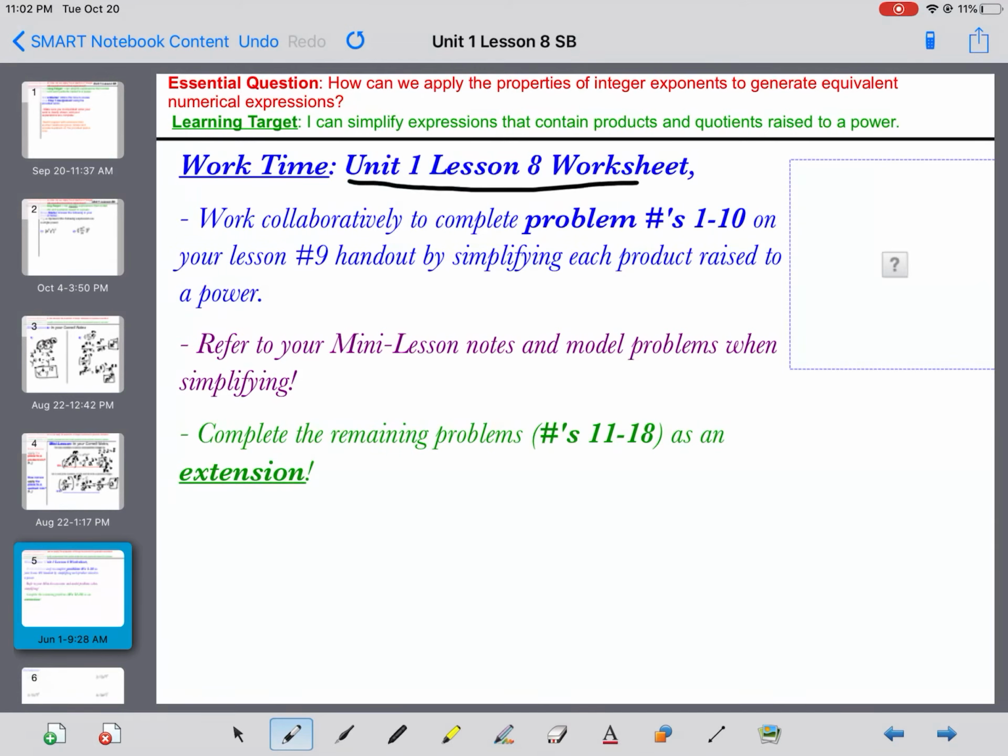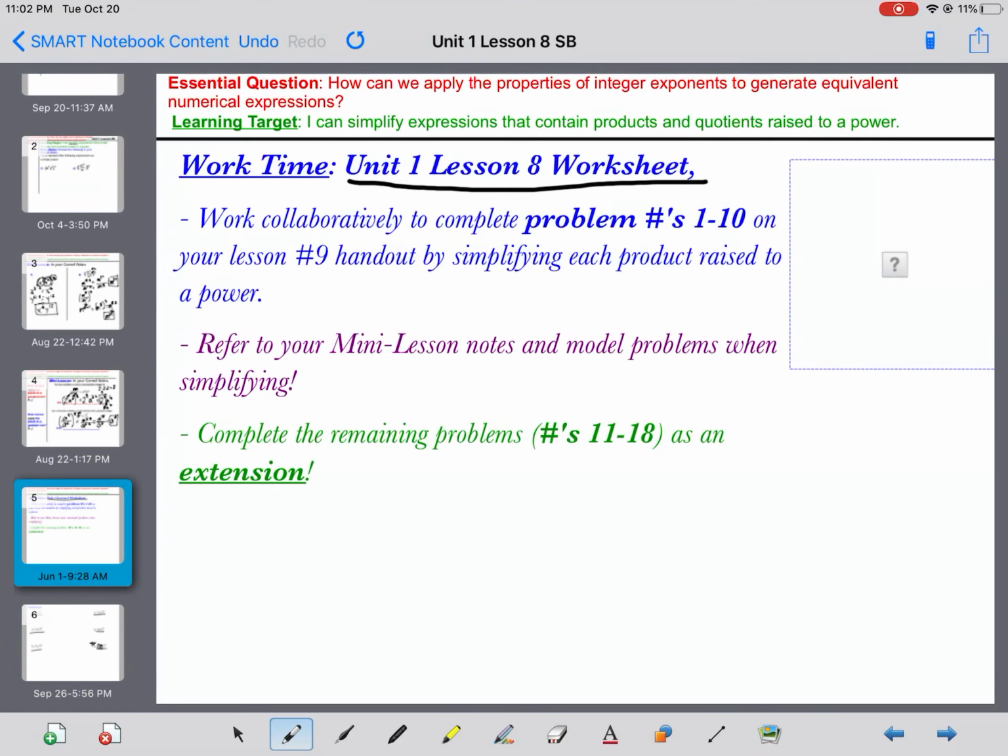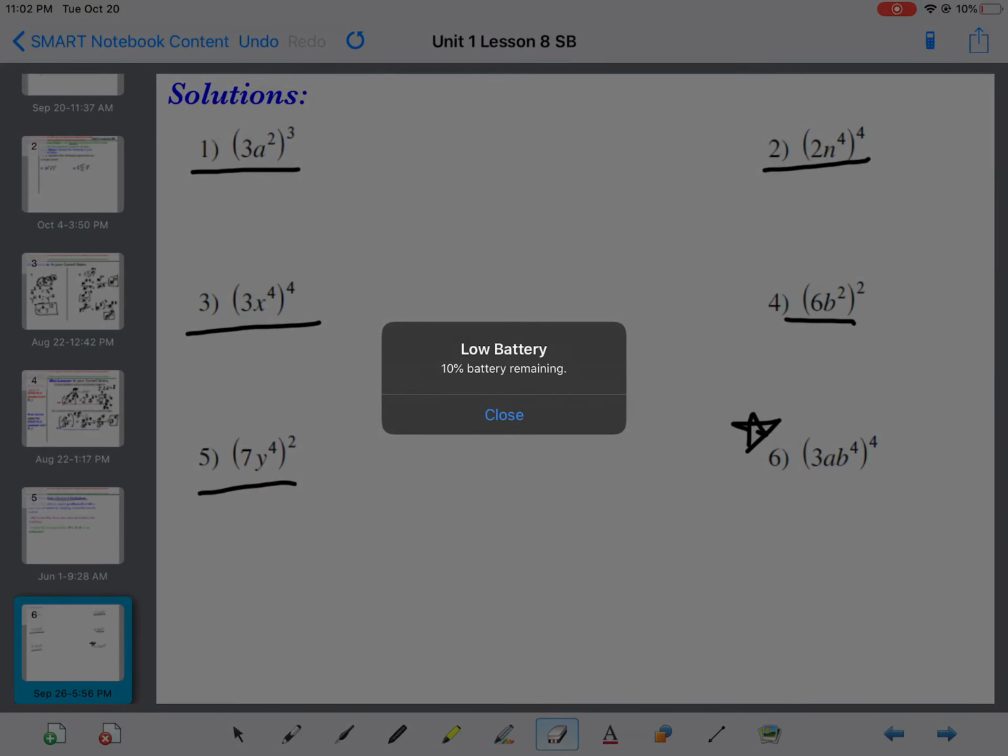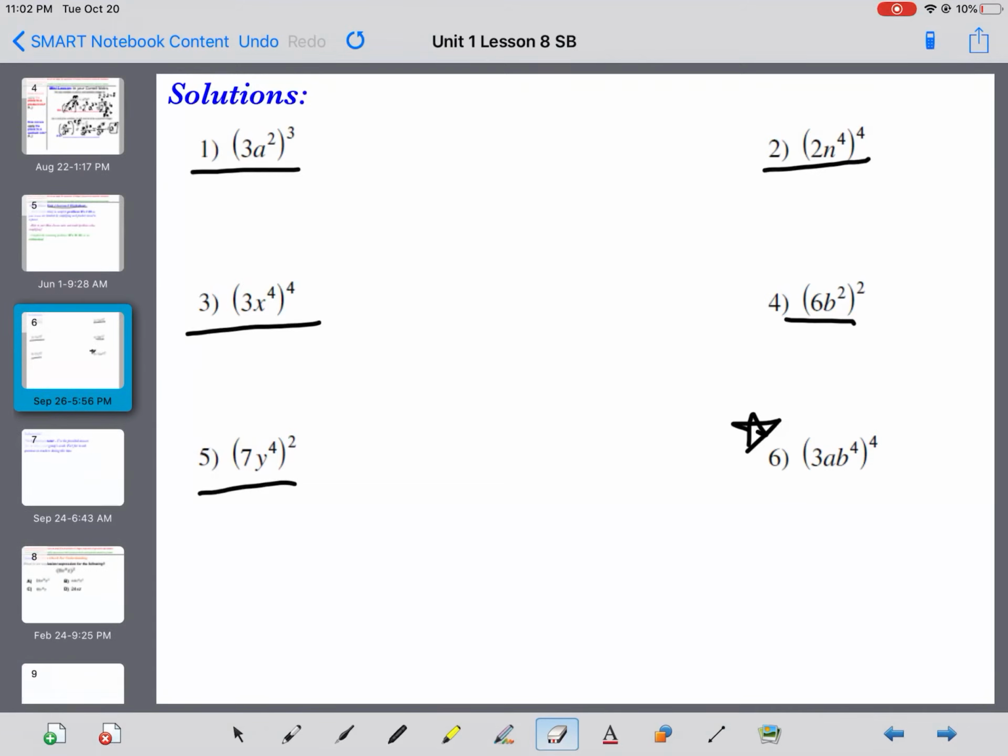All right, so for work time, we're going to write down Unit 1, Lesson 8 worksheet. We're going to copy down all 6 questions and simplify them. This one is a bit of an extension because there are more than 3 things that we're separating. We're separating the 3, the A, and the B. Let's see what you come up with as an answer.